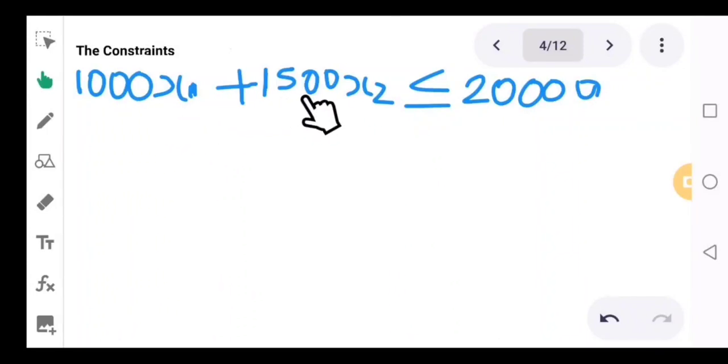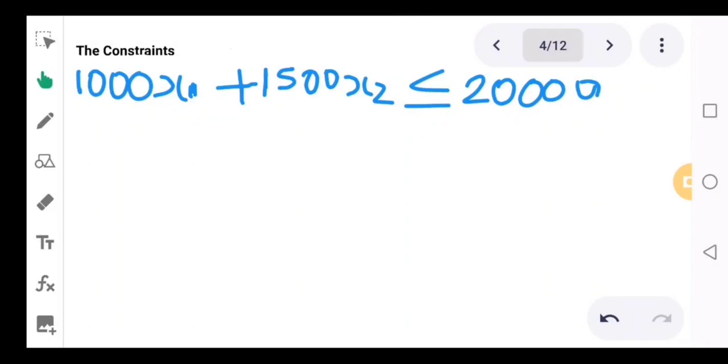The cost of one message in case of media B is 1,500. But we don't know how many media B's are there, so let us assume that x2 messages are being printed. So x2 into 1,500 would give you the total cost for magazine B. This is the total cost incurred in case of magazine A, and this entire thing will be either equal to 20,000 or less than 20,000. This is the first constraint.